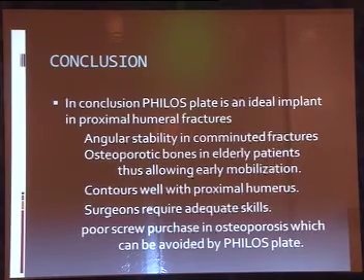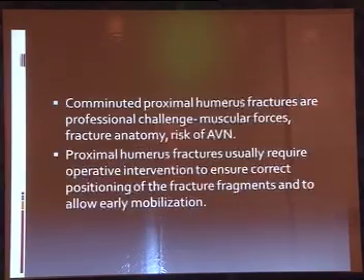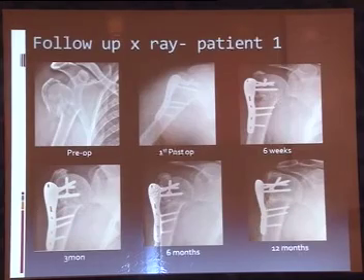In conclusion, fillers plating is an ideal implant in proximal humerus fractures, which gives angular stability in comminuted fractures and osteoporotic bone in elderly patients, allows early mobilization, and contours well with the proximal humerus, but the surgeon requires adequate skill for the fixation. Poor screw purchase in osteoporosis can be avoided by fillers plating. Comminuted proximal humerus fractures are challenging because of muscular forces, fracture anatomy, and the risk of AVN. They usually require operative intervention to ensure correct positioning of the fracture fragments and to allow early mobilization.